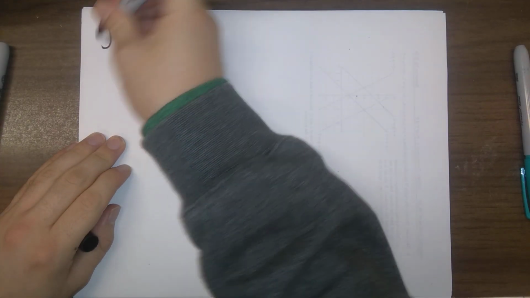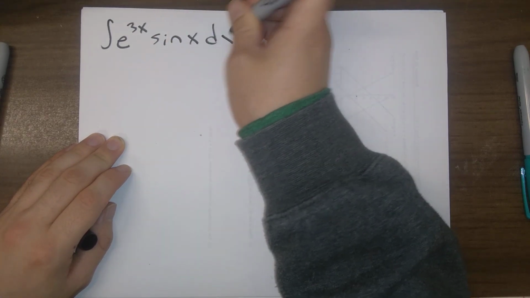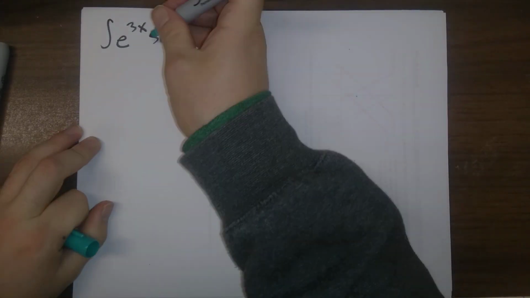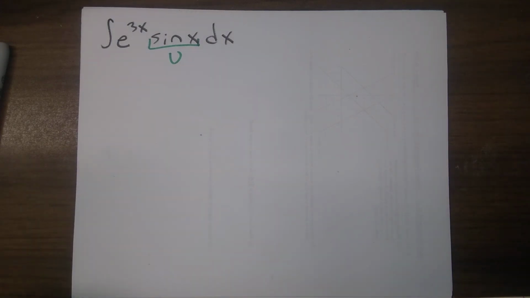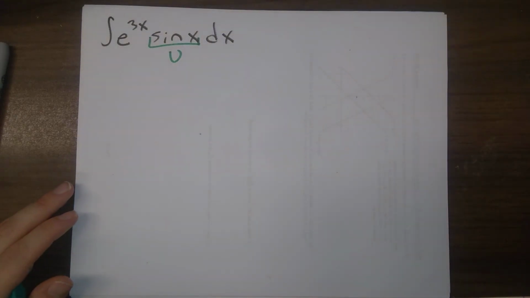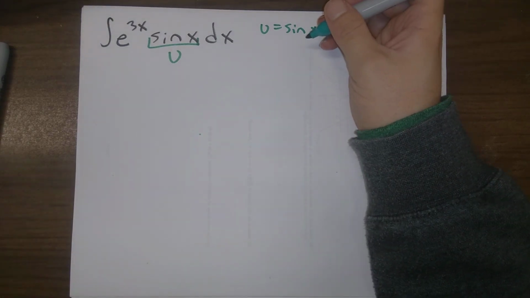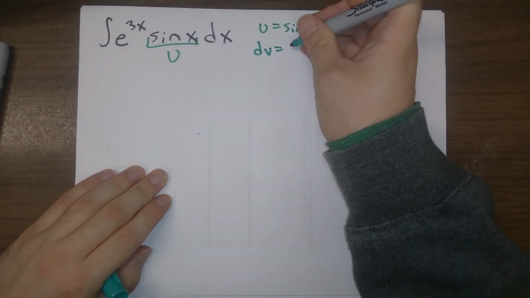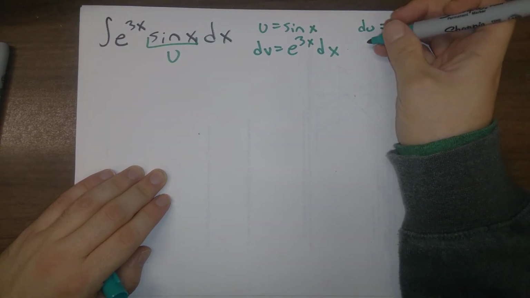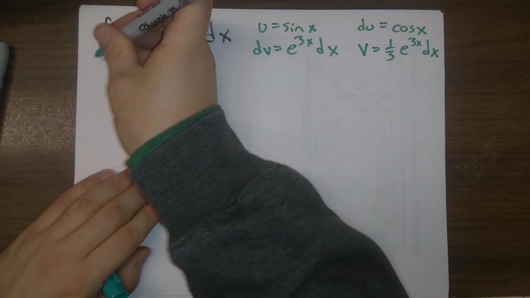Let's say, I'm just going to split that off as its own separate problem. Let's say that now we have to do the integral of e to the 3x times sine x dx. Once again, our chart says that trigonometric functions, so sine x, are of higher priority than exponential functions. So u will be sine x, and dv will be e to the 3x dx. du would be cosine x, and v would be 1/3 e to the 3x.